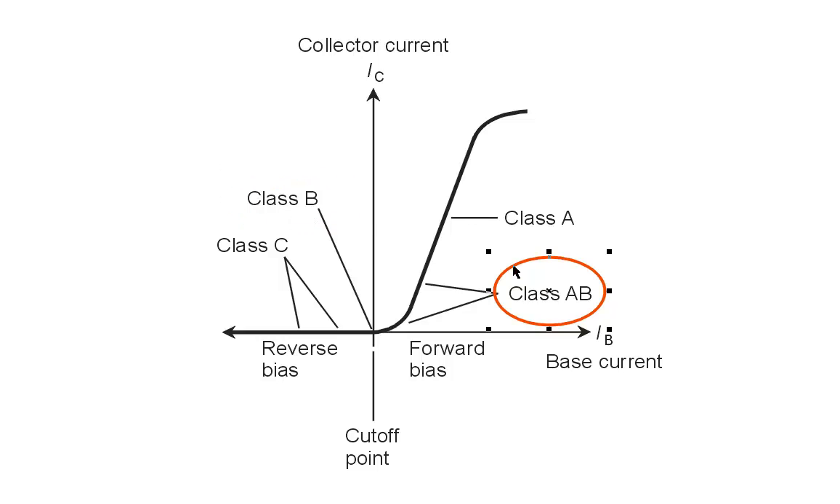So we can get away with class A, class AB, AB1, AB2, or class B operation in a single sideband amplifier. But class C, nope, we can't get away with that. So the correct choice to this question is choice E. Class C operation is a no-no with a single sideband transmitter.